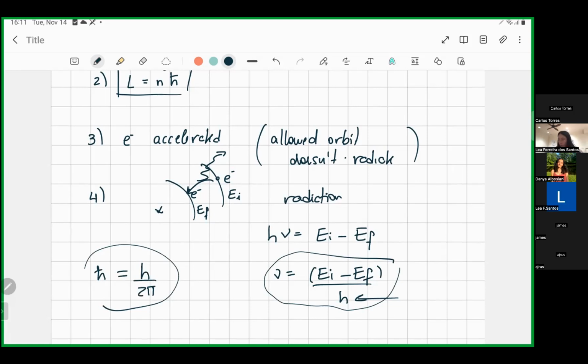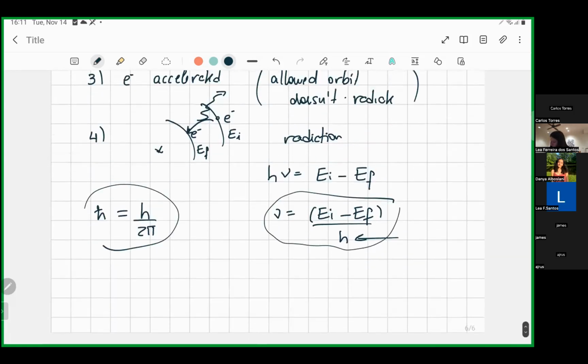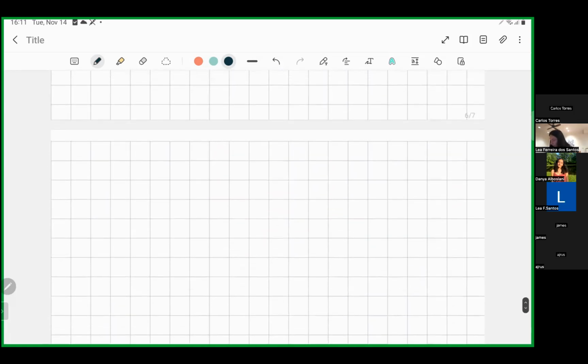All right, so what are we going to do with this? These are the postulates, and how did Bohr proceed with this? He said, okay, my electron is moving due to electric force. Using classical mechanics, force is equal to ma. So this force here is 1/4 pi epsilon 0.